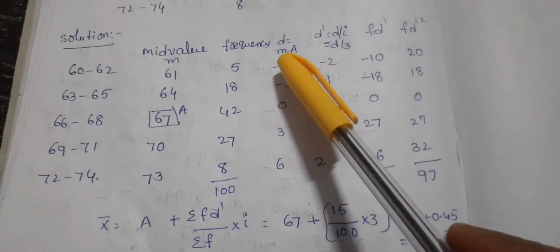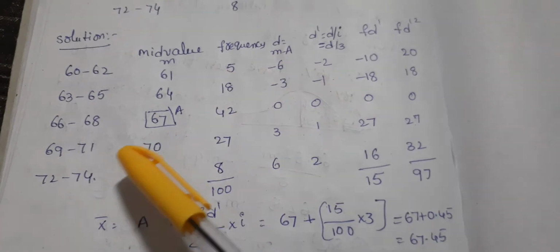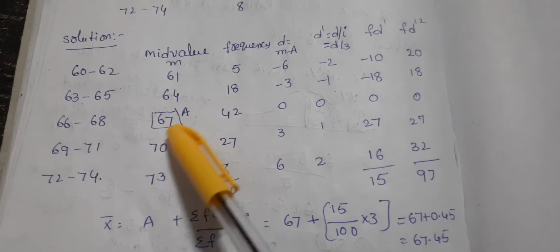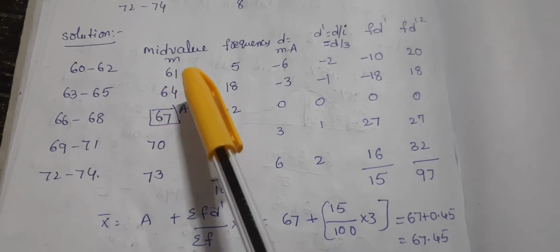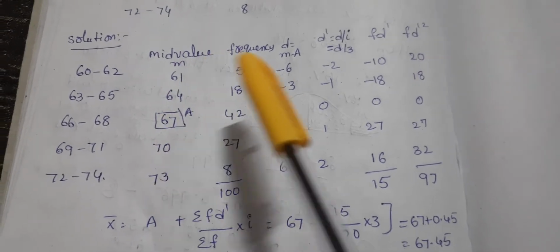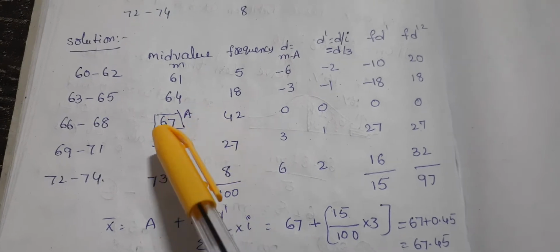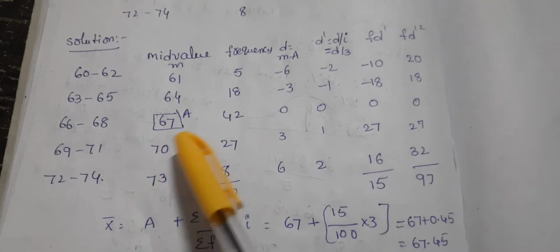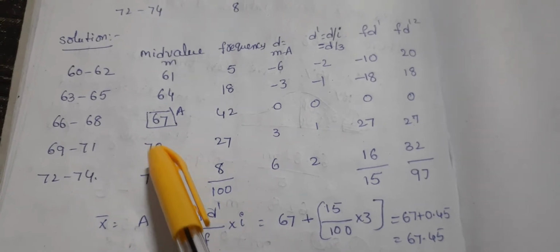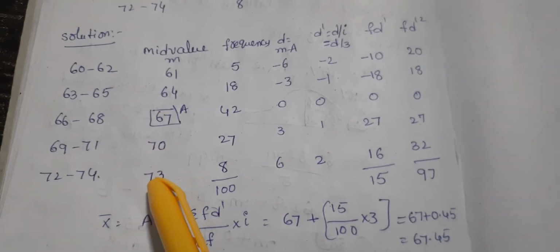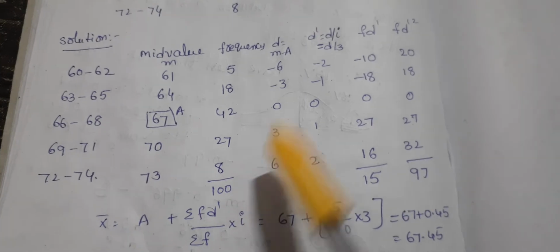So D is equal to M minus A, that is, the middle value minus this value A. This value, 67, is considered as A. So 61 minus 67 is minus 6. 64 minus 67 is minus 3. 67 minus 67 is 0. 70 minus 67 is 3. 73 minus 67 is 6.